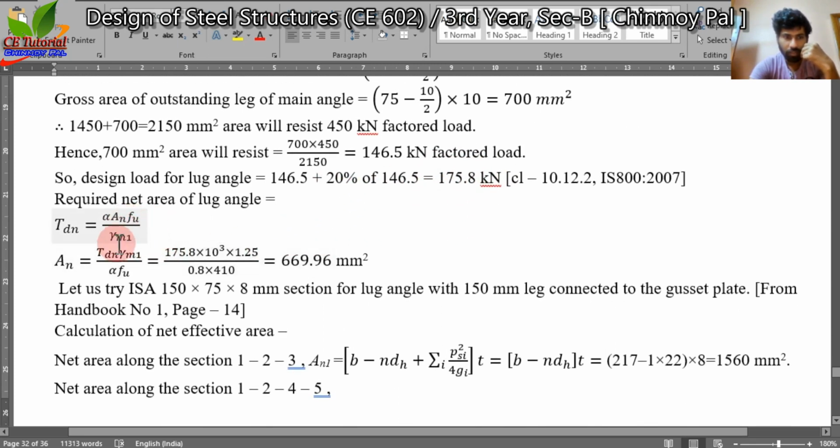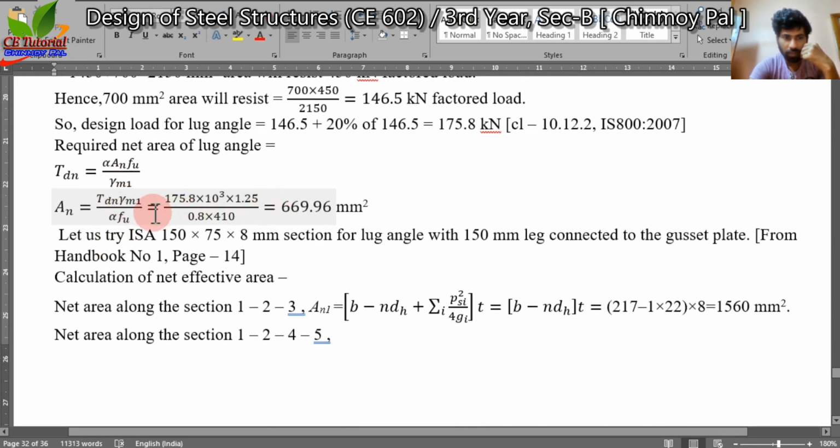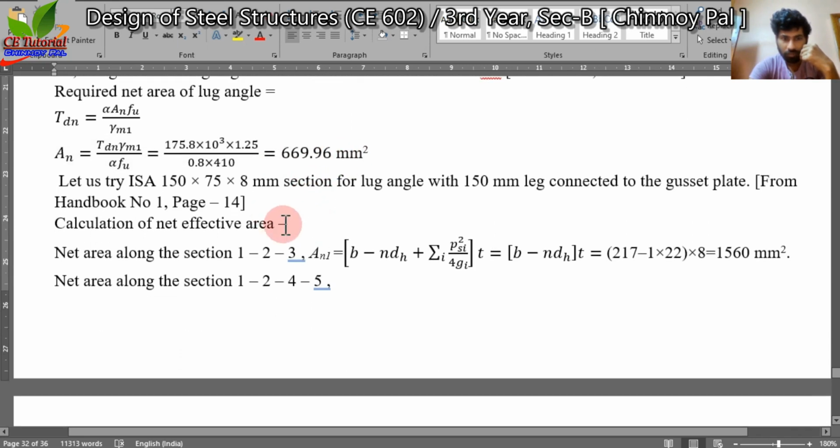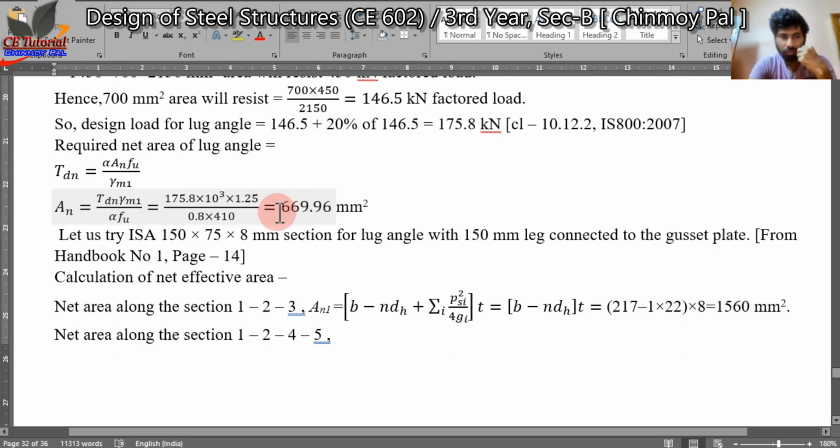So the required net area we can calculate from the formula in 6.3.3 of IS 800, and the area is 669.96 millimeter square. So now we have to find from the handbook a cross-sectional area equal to or greater than this value. But one thing you have to keep in mind is that the dimension of the lug angle should be compatible with the dimension of the main angle. That means our required area is 6.69 centimeter square.